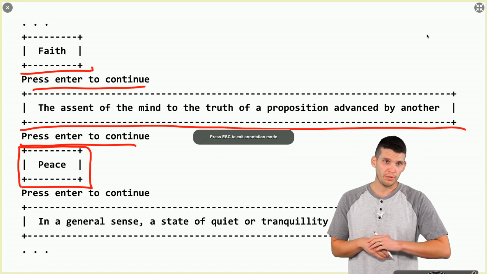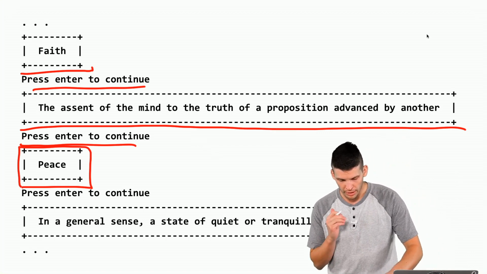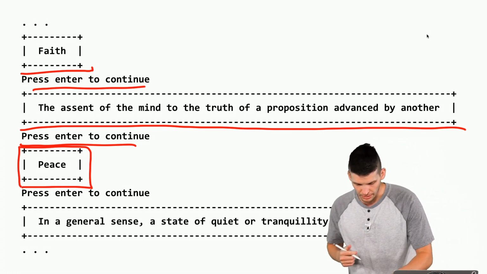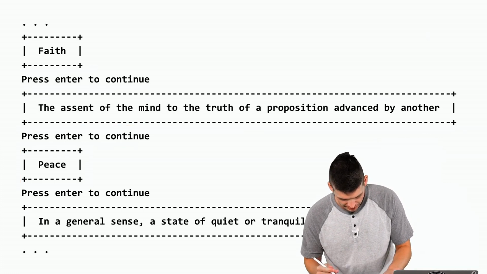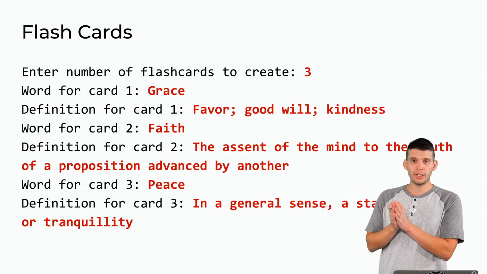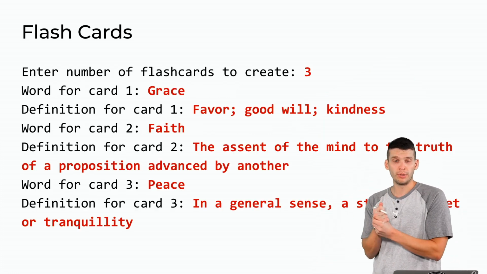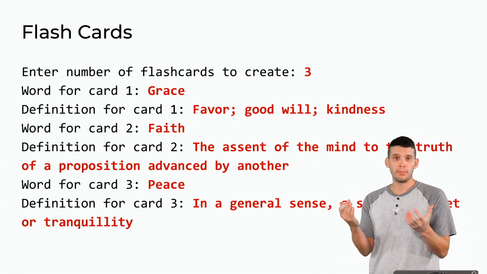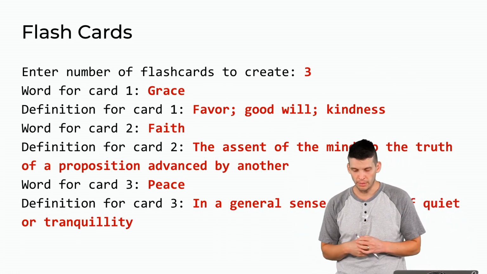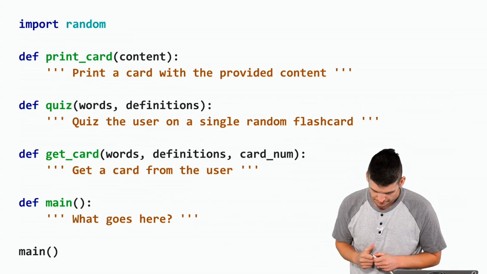So we need to figure out how to implement this, and one of the things we're going to use is lists. In particular, we are going to want to use lists for storing the words and the definitions, and then we will use the random module to pick a random index into the words list when we're trying to select a random word to show the user.